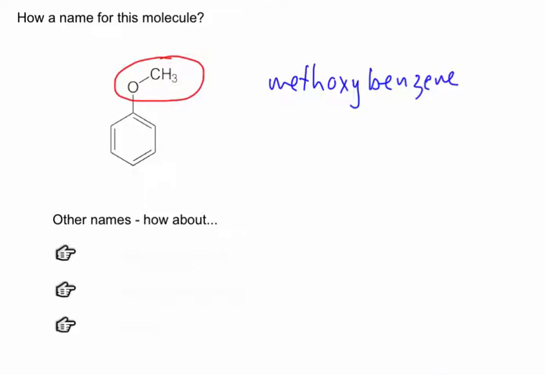There are other possible names though, so let's just have a look at some of these. Phenoxymethane. So this is where you take this as a branch. So phenoxymethane looks at this as a branch. That's a phenoxy branch on a methane. How about this one? What's this one?